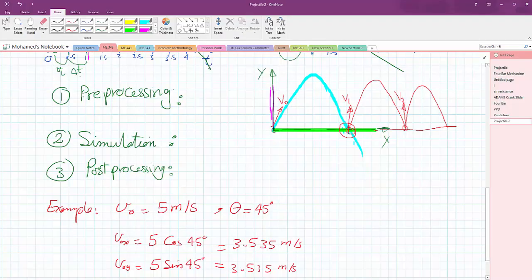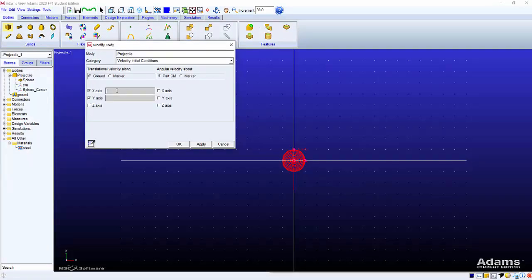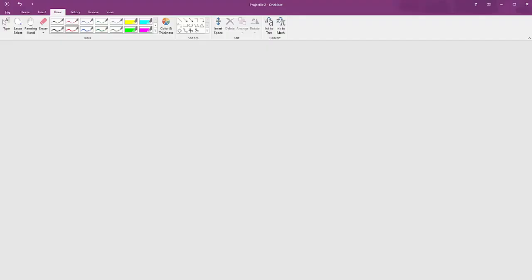How much was the initial velocity that we have? We computed it: 3.535 meter per second. So here we enter our initial velocity, but remember what units we used? We used millimeter. So I have to write down my velocity in millimeter per second. So it will be 3535, and the same for y, 3535. This is the value that we calculated here.